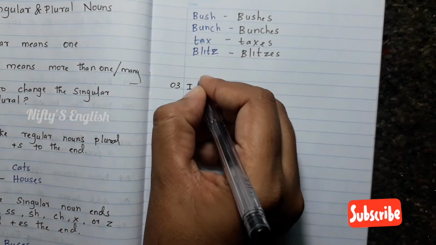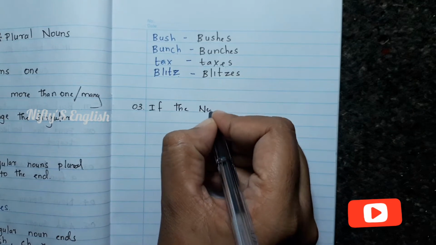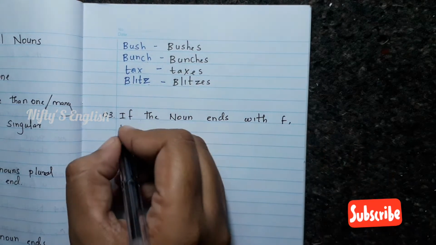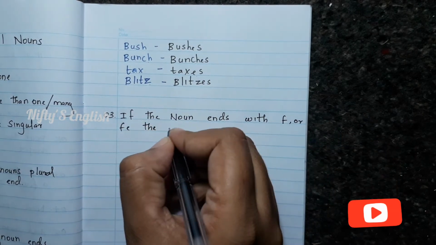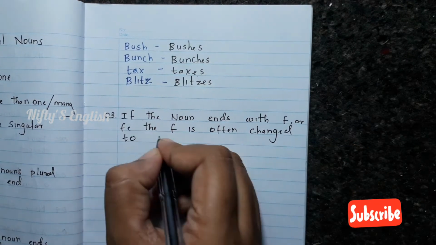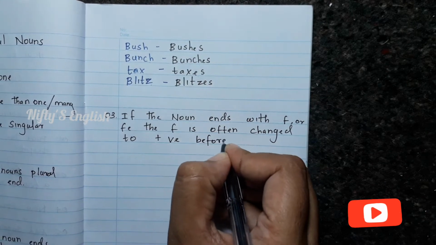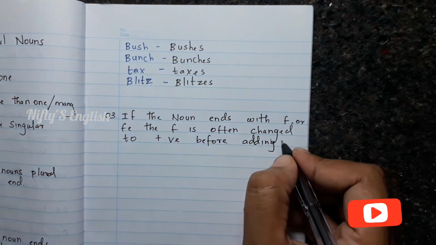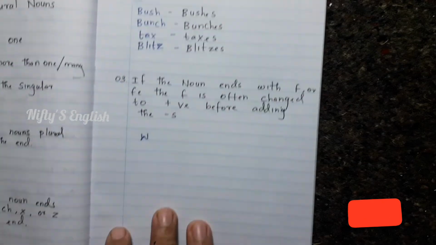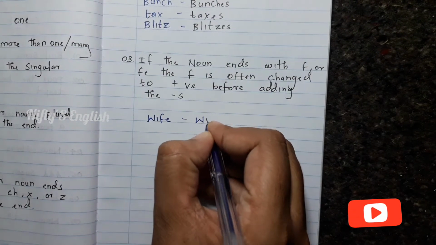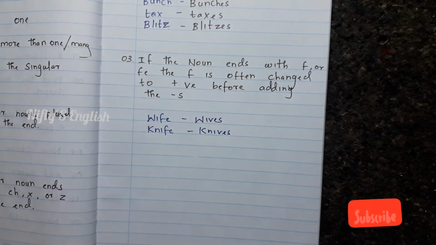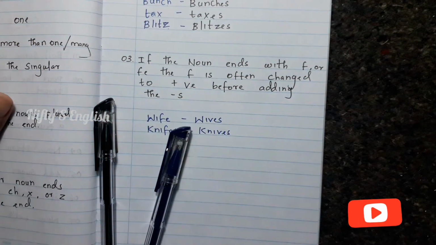Okay. Third rule is if the noun ends with f or fe, the f is often changed to v before adding the s. Okay. For example, wife, wives, because the ending letter is fe. Knife, knives. Okay.